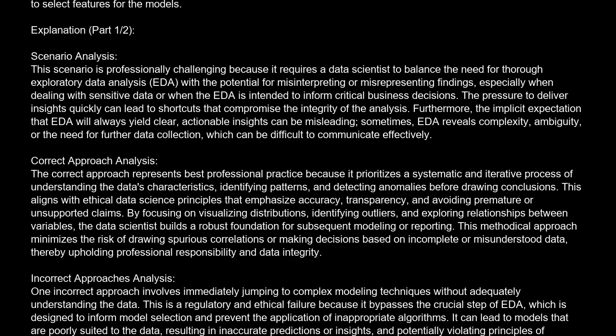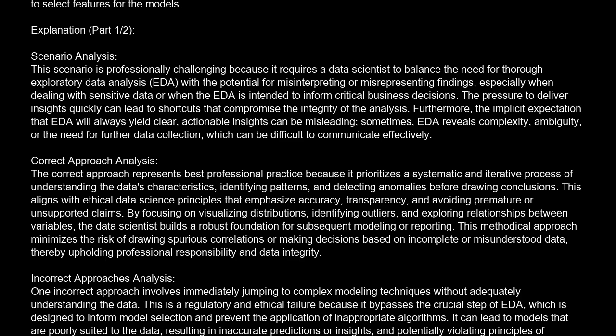Correct approach analysis. The correct approach represents best professional practice because it prioritizes a systematic and iterative process of understanding the data's characteristics, identifying patterns, and detecting anomalies before drawing conclusions. This aligns with ethical data science principles that emphasize accuracy, transparency, and avoiding premature or unsupported claims.